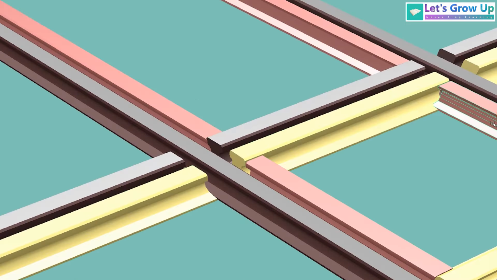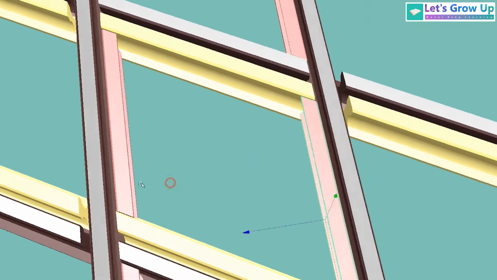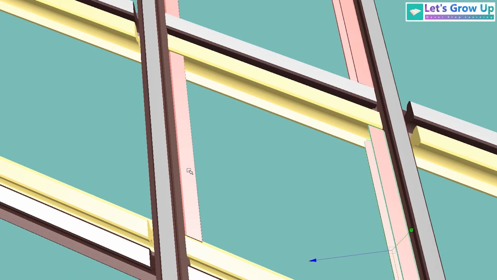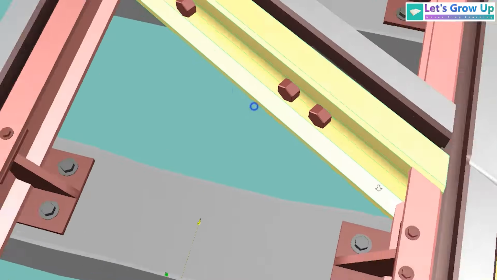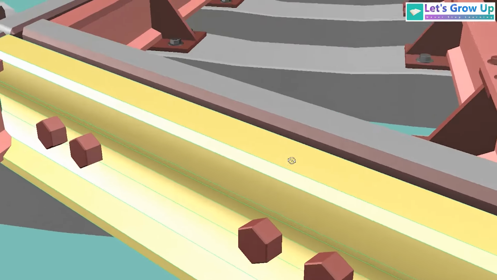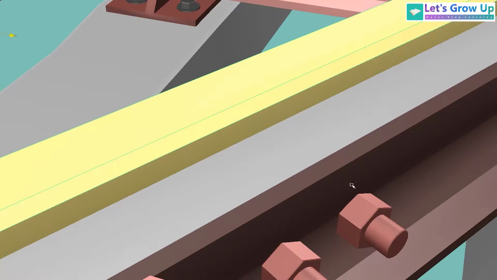All are guardrails, and in between the guardrails the heel blocks are required. Here you can see these heel blocks. Heel blocks maintain the proper gap between these two tracks. One is the running rail and one is the guardrail. And the heel blocks are attached by nuts and bolts.